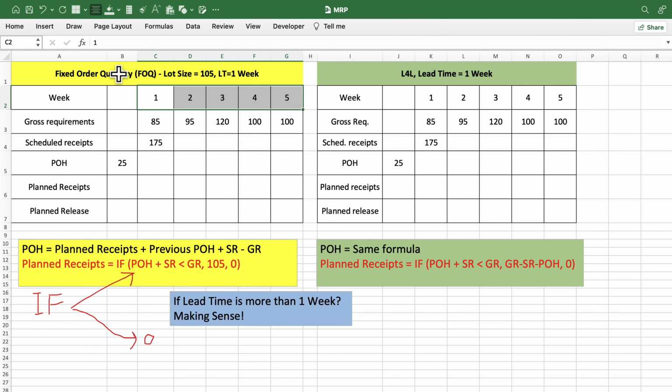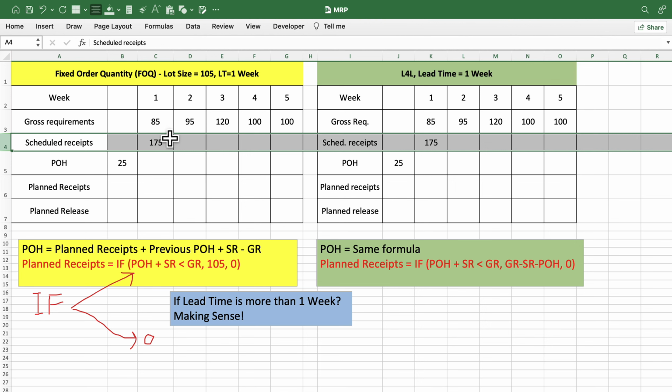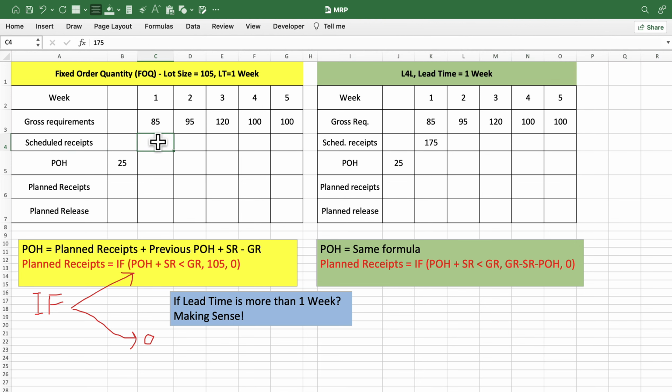When we use fixed order quantity, lot size will be 105 units and lead time will be 1 week. This is for the fixed order quantity approach, and this green is for lot for lot, which means we will be placing an order of the quantity that's needed for each period, and lead time will also be 1 week. This is our gross requirement, which means this is the demand from the customer, and this is scheduled receipts, which means this is the quantity that we will be receiving. There is only one receipt, in period 1. Same thing here. Both data are identical.